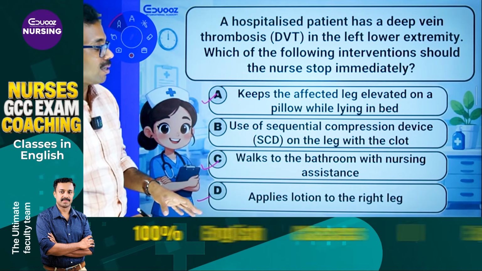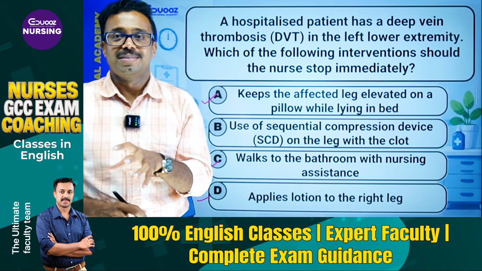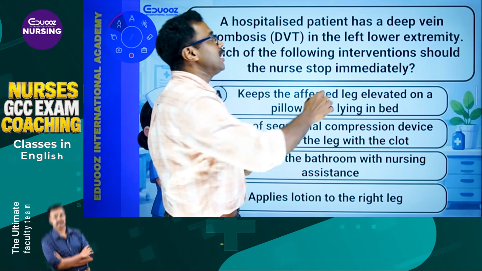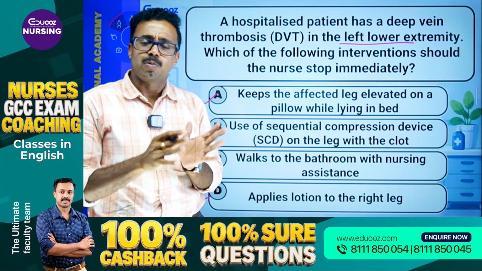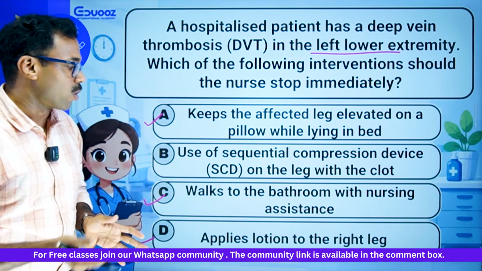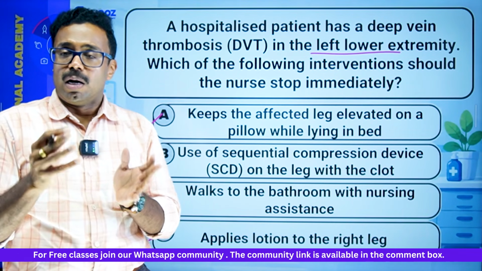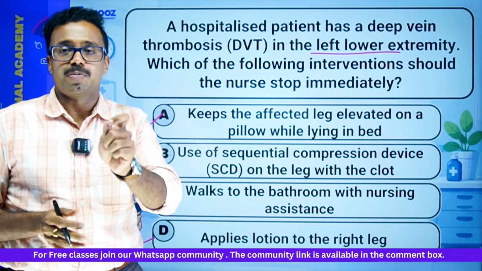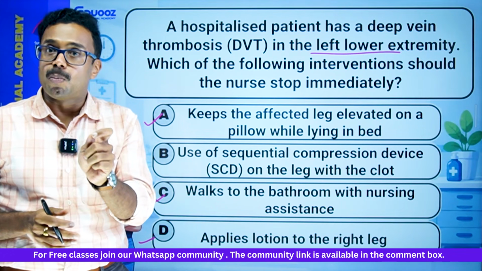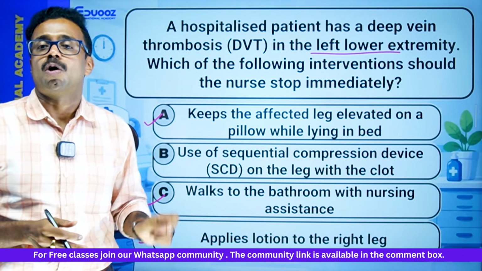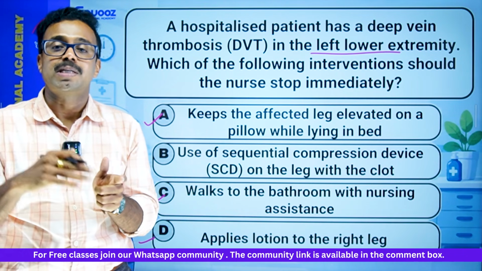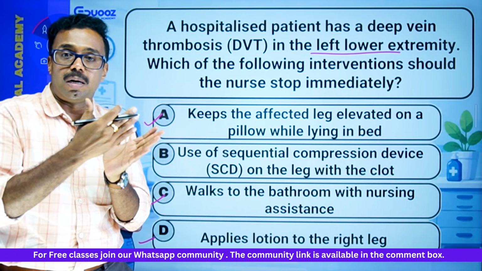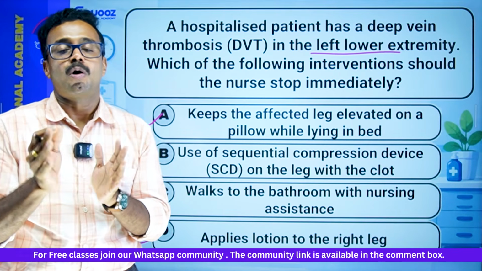Next, option D, applies lotion to the right leg. Here the patient has deep vein thrombosis over the left lower extremity. So you can apply emollients or oil or whatever lotion over the right leg. But over the leg with deep vein thrombosis, you are not supposed to apply anything over that area. Why? Because it can lead to dislodgement of the clot and cause embolization.